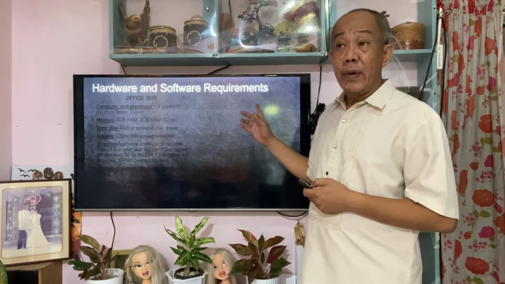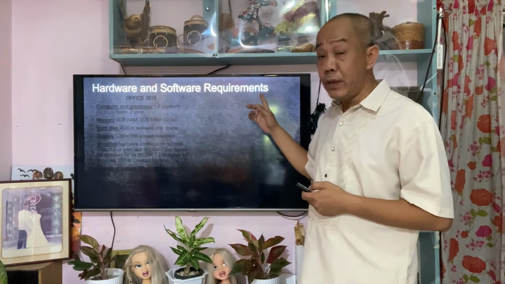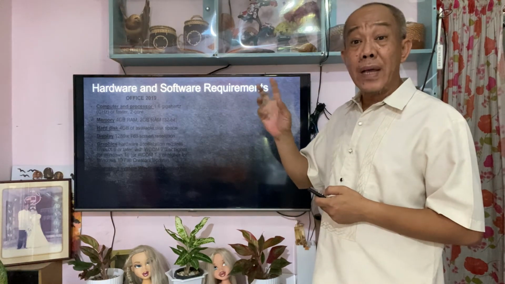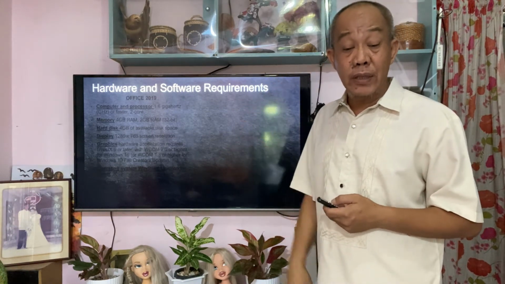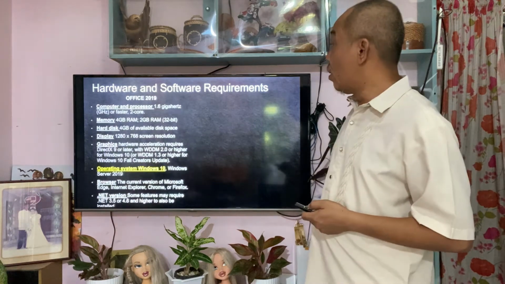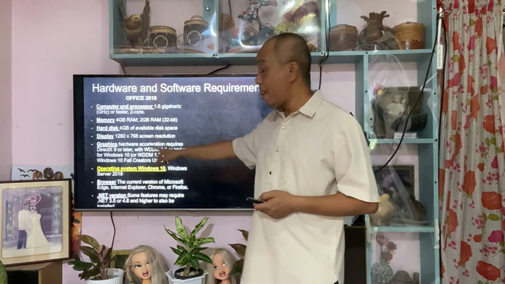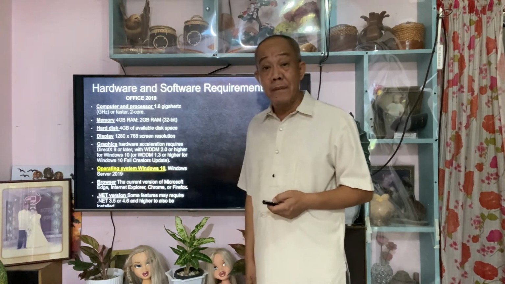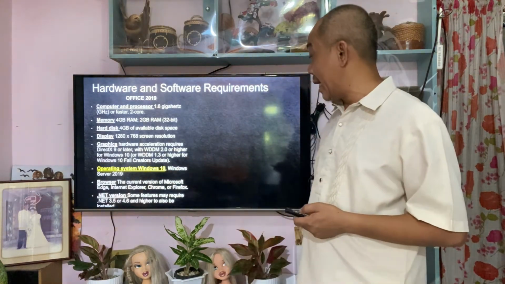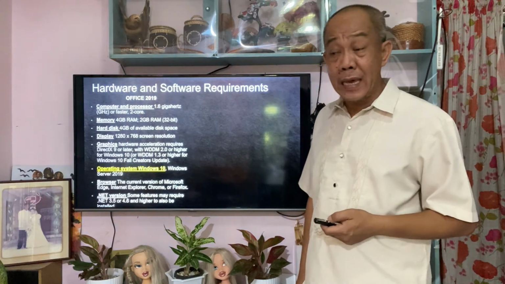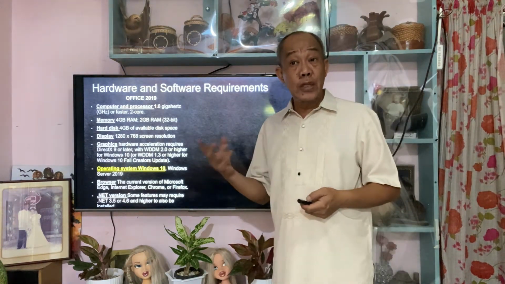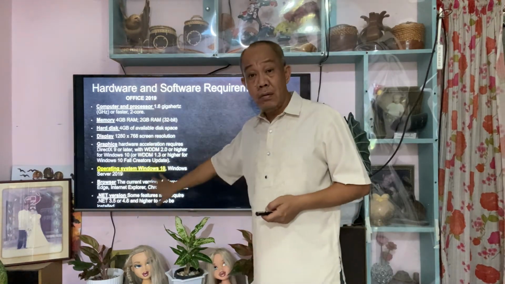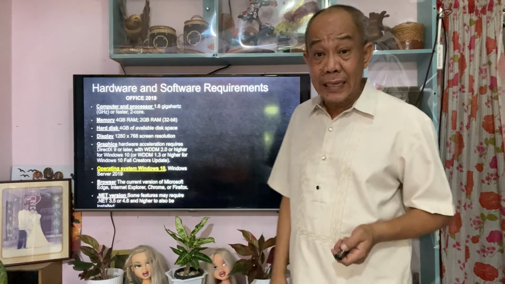Okay, so we have to know the hardware and software requirements before we choose what version of Office we're going to install. For Office 2019, the highlighted requirement is that the operating system must be Windows 10. What did we install last time? Windows 8. So therefore, we cannot install Office 2019.